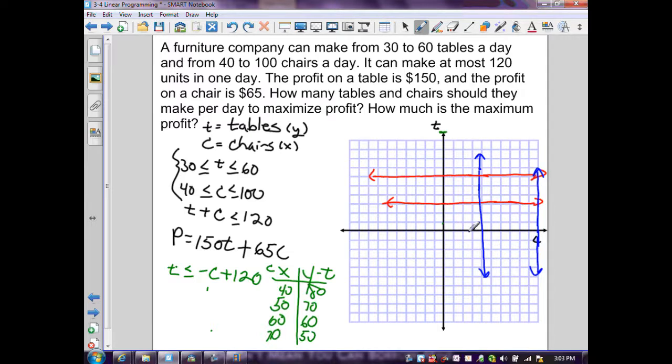So I'm going to have the points 50, 70; 60, 60; 70, 50; 80, 40; 90, 30, and that should take us through our feasibility region. So I'm going to generate that line. Now I just need to generate my shading for each one of my inequalities. I know that I'm going to fall in between my blue lines and my red lines. And for the green line, I have T is less than or equal to, so it's going to be below the green line. So my region will be in this shaded area.